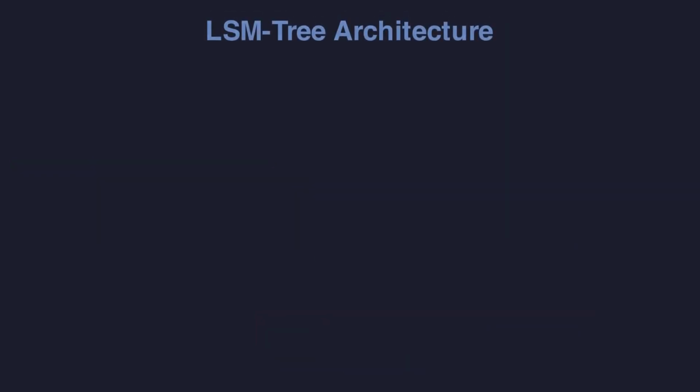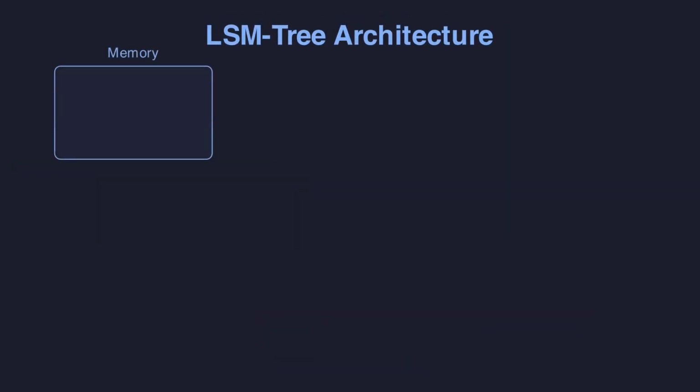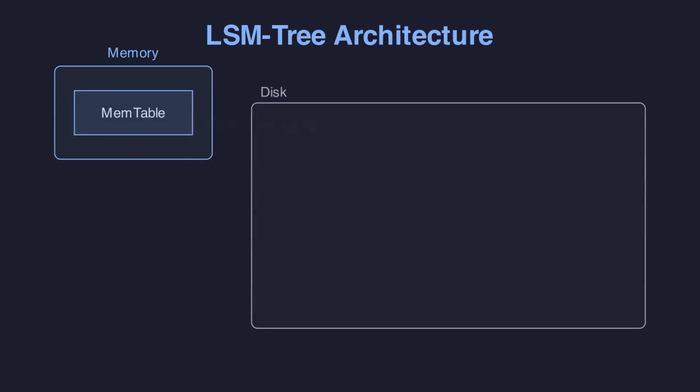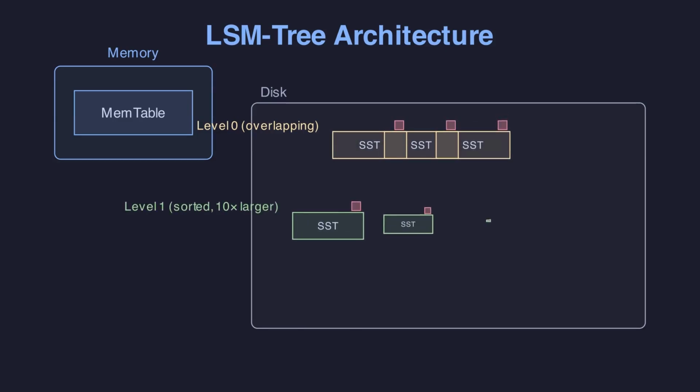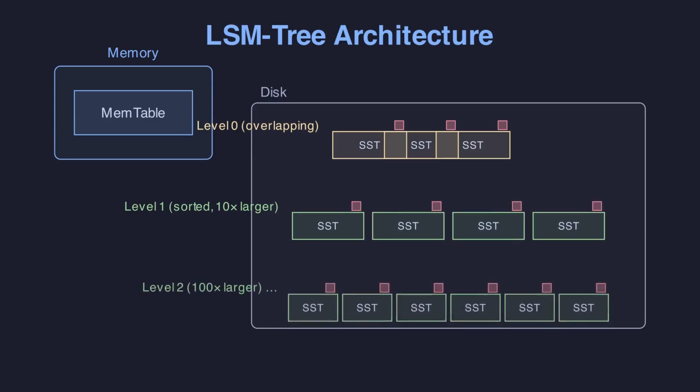Let's walk through the architecture. Writes land in an in-memory memtable, sorted by key. When it fills up, it's flushed to disk as a sorted string table, an SSTable. The first level, level 0, contains these flushed tables, but their key ranges can overlap. Lower levels are formed by compaction. They're sorted, non-overlapping, and each level is typically 10 times larger than the one above.